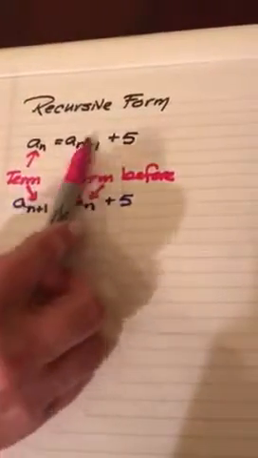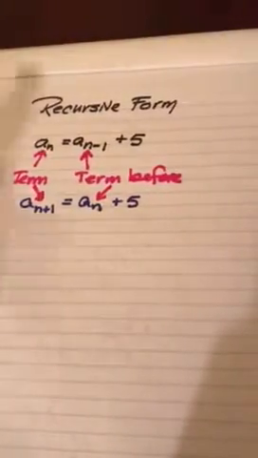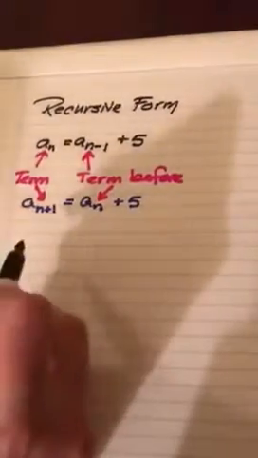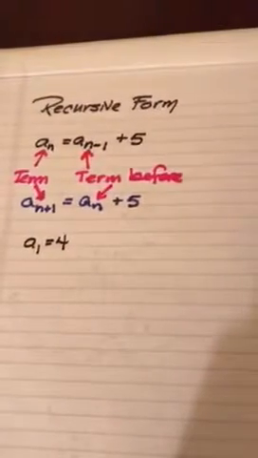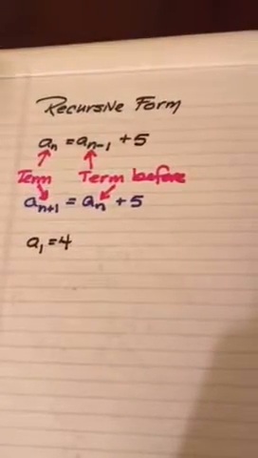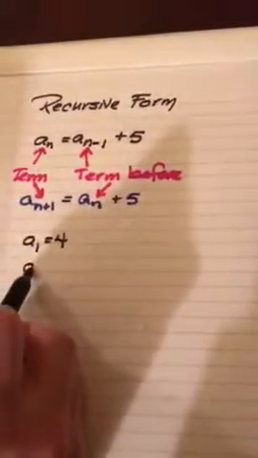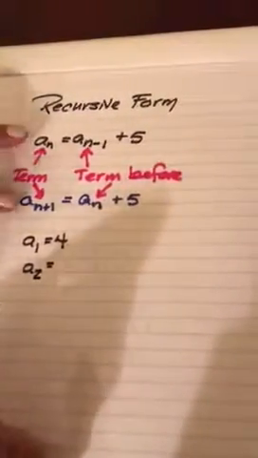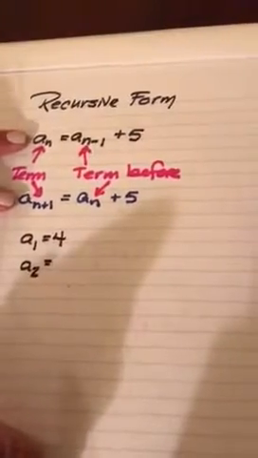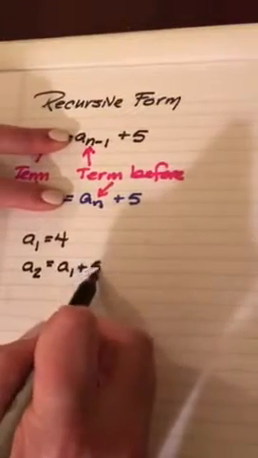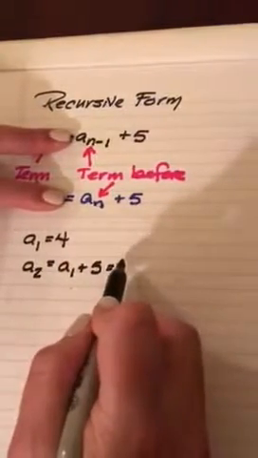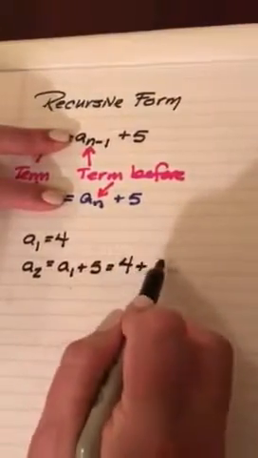Remember that this subtext, if you will, defines the term number. In this specific example, we're going to be given that a sub 1 equals 4. So if I know a sub 1 is 4, how do I find out each subsequent term? Well, a sub 2, no matter how I do it up here, right? A sub 2 is going to equal the term before it, which is a sub 1 plus 5. So that in turn is going to equal 4 plus 5, or 9.